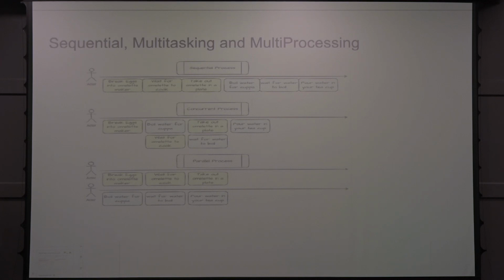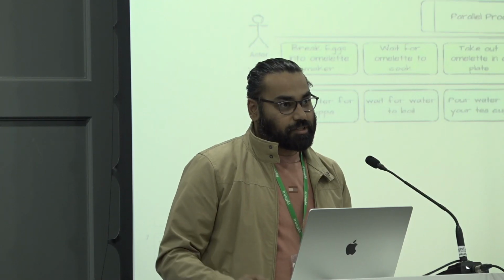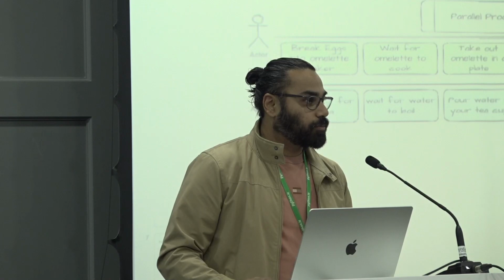So here's a very trivial example of how different models of concurrency work. Sequentially, as we just discussed, is how synchronous works. You have one actor performing the acts in the morning, like cooking the breakfast and coffee, one after another. Then you have a concurrent process where you boil the water while you let the omelette cook. And in a parallel process, which is a luxury, you have more than one actor to perform your job in parallel.